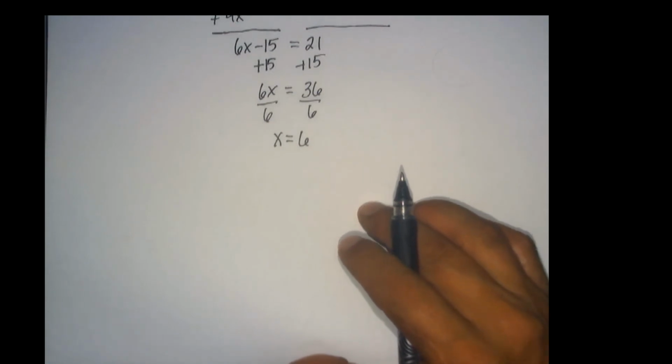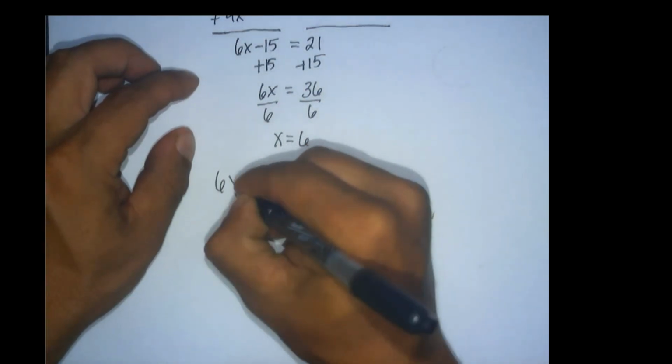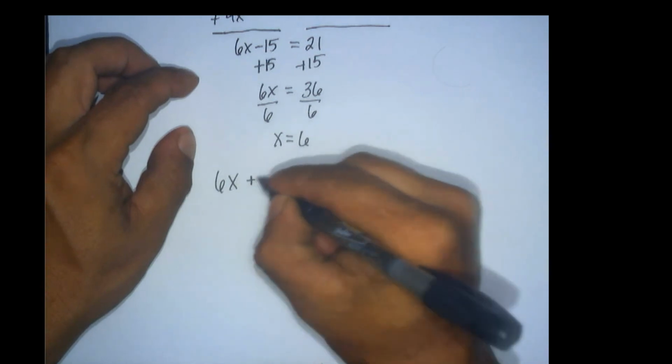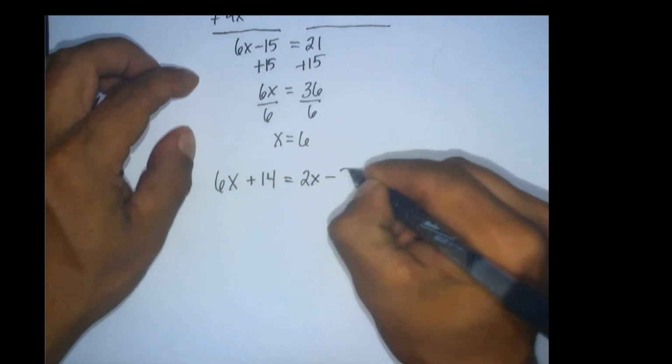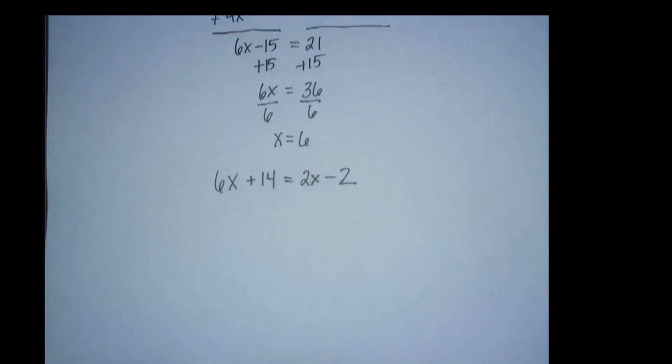All right. Maybe this will wake you up. 6x plus 14 is equal to 2x minus 2.